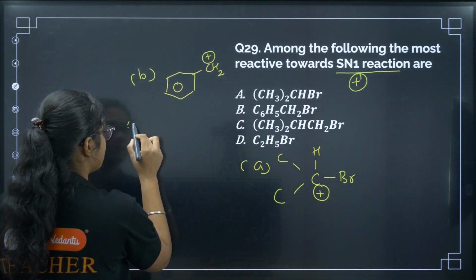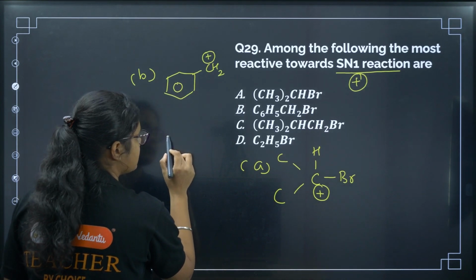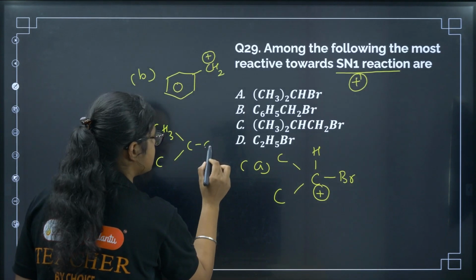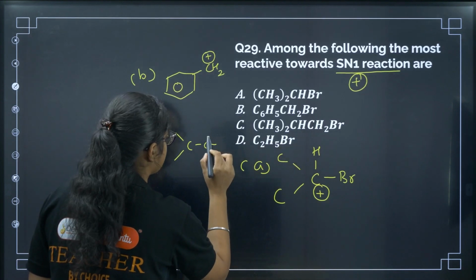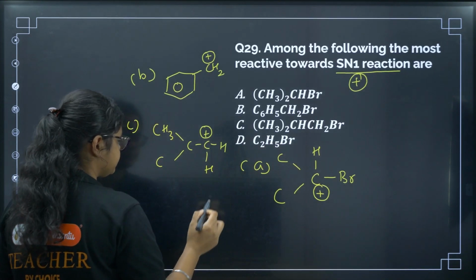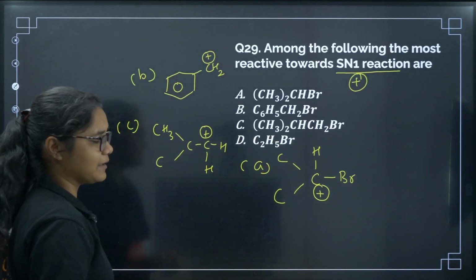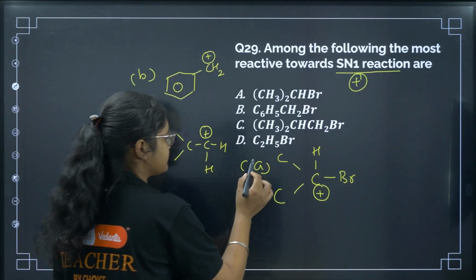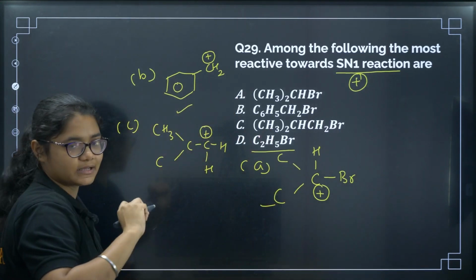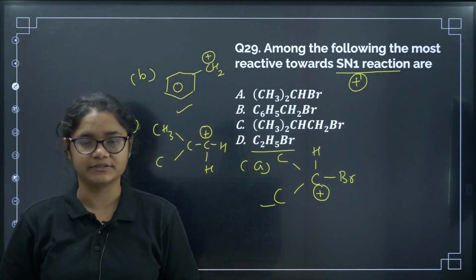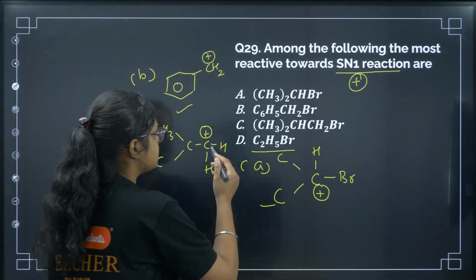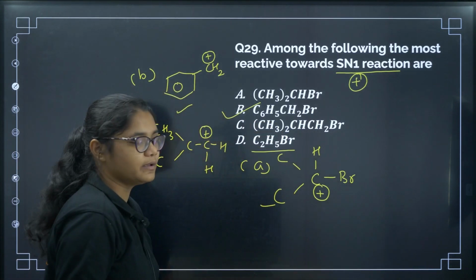Now if you see the third one, we have again CH3, CH2, and then we have here one. This carbocation is a primary one, so this is the least stable. This is also a primary one. Now out of these, the tertiary and benzyl carbocations are more stable, the benzyl one due to stabilization by resonance. So the correct answer for this question will be option number B.